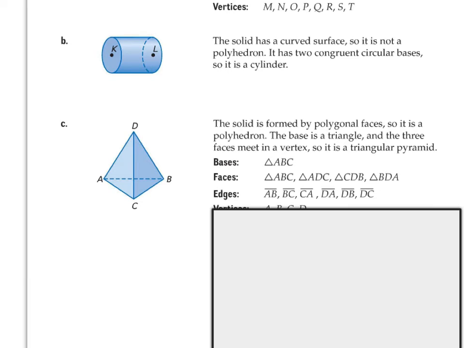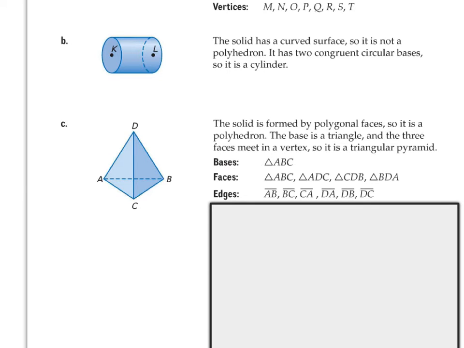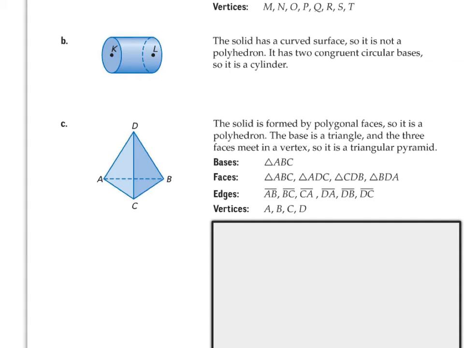Okay. The edges, there are 6 of them. Remember, when you name an edge, you're going to call it a line segment. And then the vertices, there are 4 of them. They are points, so we call them capital A, B, C, and D.